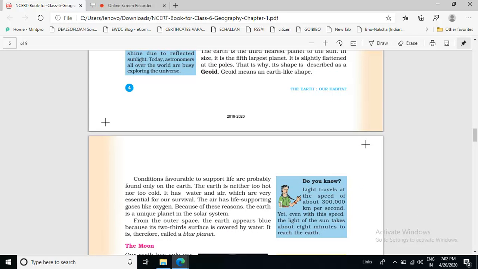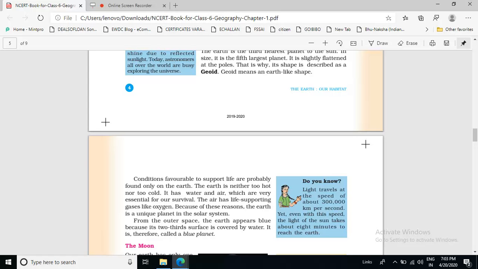Conditions favorable to support life are probably found only on the Earth. The Earth is neither too hot nor too cold. It has water and air, which are very essential for our survival. The air has life supporting gases like oxygen. Because of these reasons, the Earth is a unique planet in the solar system. So, what is the uniqueness of the Earth? Why do we call the Earth a unique planet? Because it is only Earth where life exists.